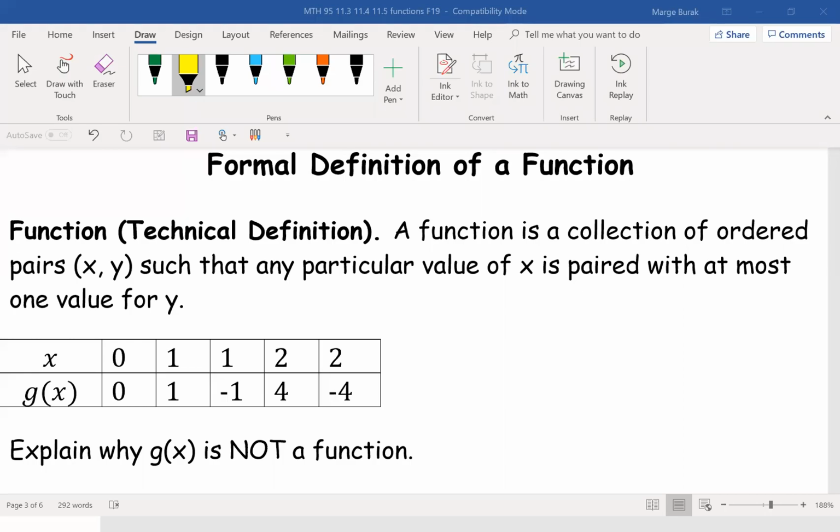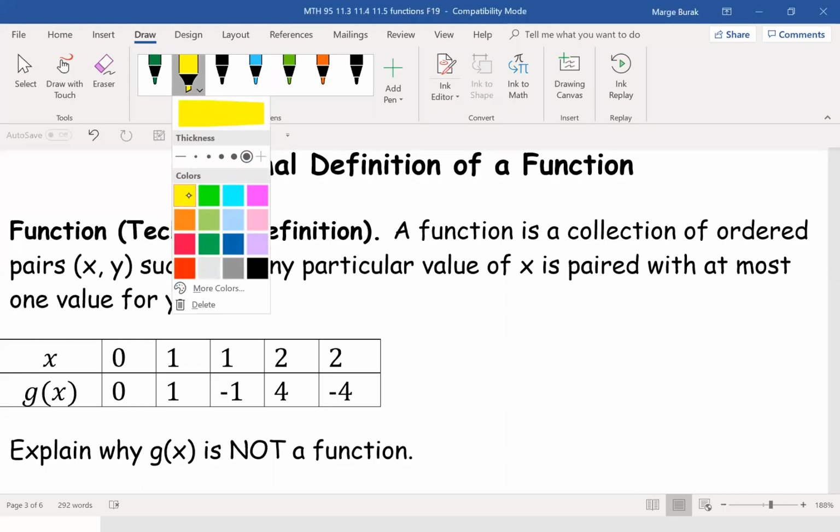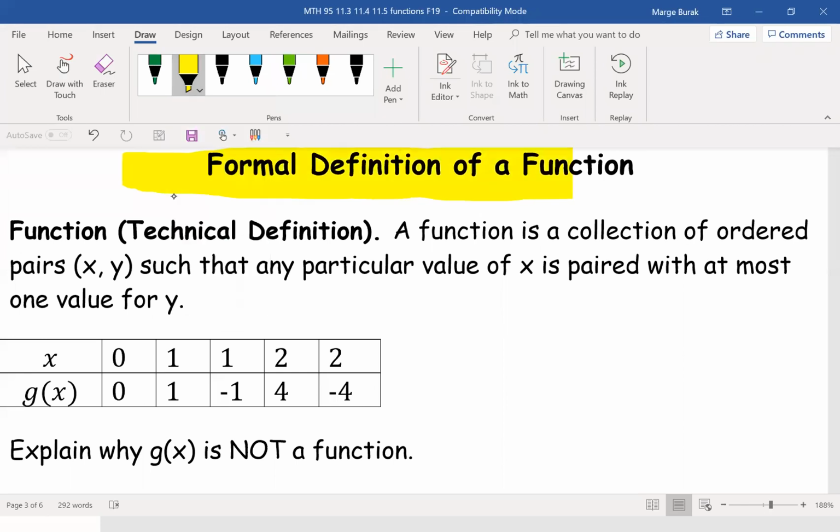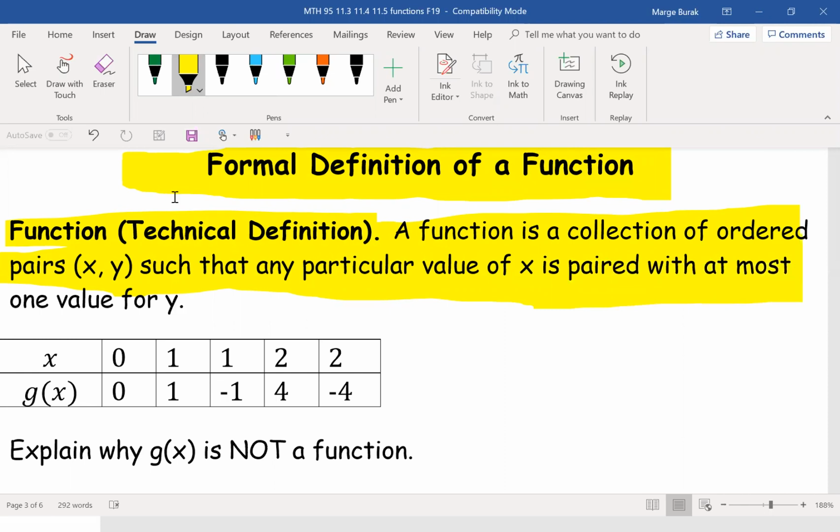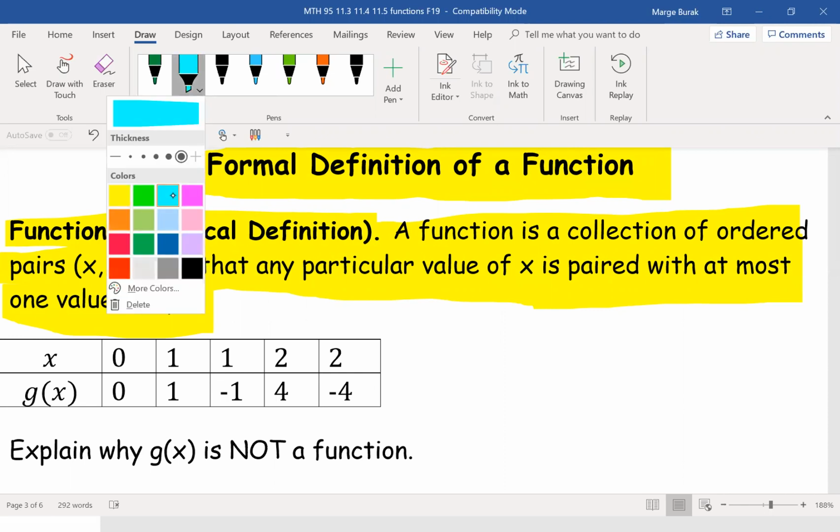All right, let's talk about the formal definition of a function. This is the technical definition. We've been talking about it, but this is technical. A function is a collection of ordered pairs, x and y, such that any particular value of x is paired with at most one value for y. We've talked about this a little bit, and we're going to look at it a little more closely.